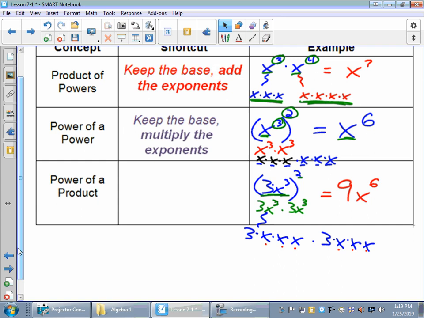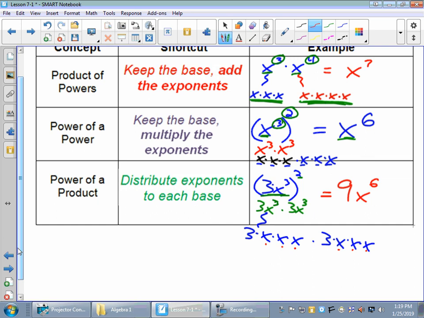Okay? Our shortcut here says distribute the exponents to each base. So we look at this one and we say, well, squared. Basically, you're going to square everything in the parentheses. So 3 squared is 9. That's 3 times 3. And then we can use our power of a power rule that we did up here and do it here as well. 3 times 2 is 6. 9x to the 6th power.